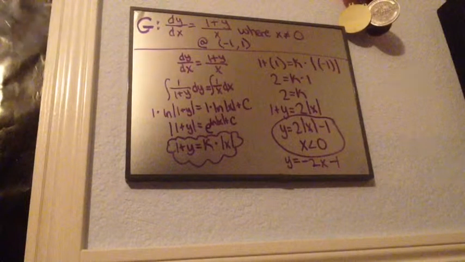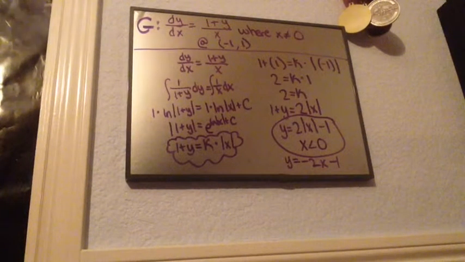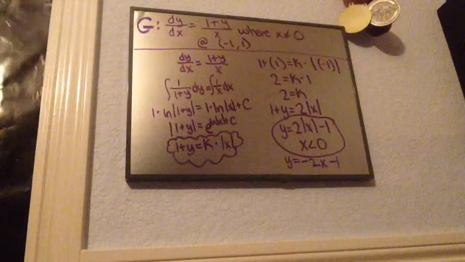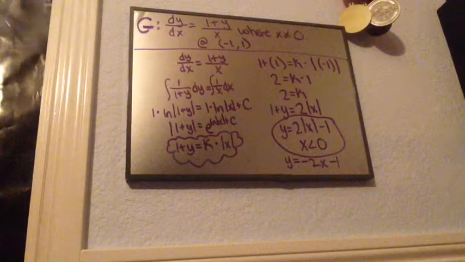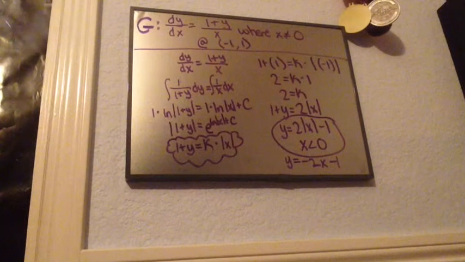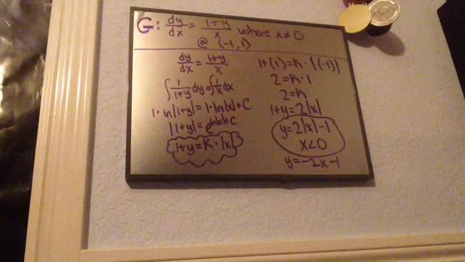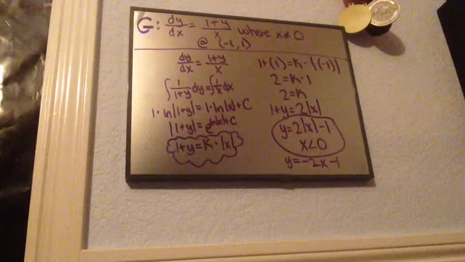And then another way you could write that is y equals negative 2x minus 1 when x is less than 0, because if x is always negative because we have that domain, then we can basically bring those absolute value bars out and just put a negative sign.